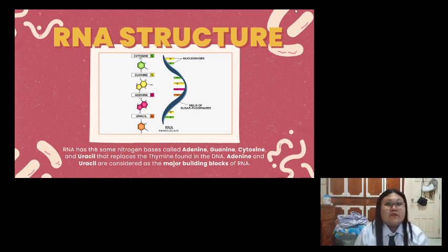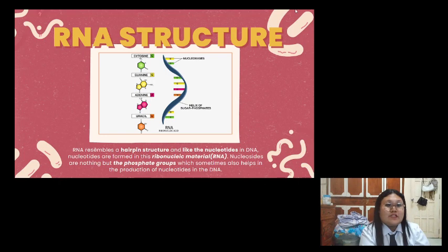While DNA typically forms a double helix, RNA is usually single-stranded. However, in some cases, RNA molecules can fold back on themselves to form complex 3D structures due to intramolecular pairing. In summary, RNA is a versatile molecule with a single-stranded structure formed by nucleotides containing ribose sugar and different nitrogenous bases. Compared to DNA, its structure allows for a wide range of functions, including information transfer, protein synthesis, and gene regulation. And that is all for the structure.